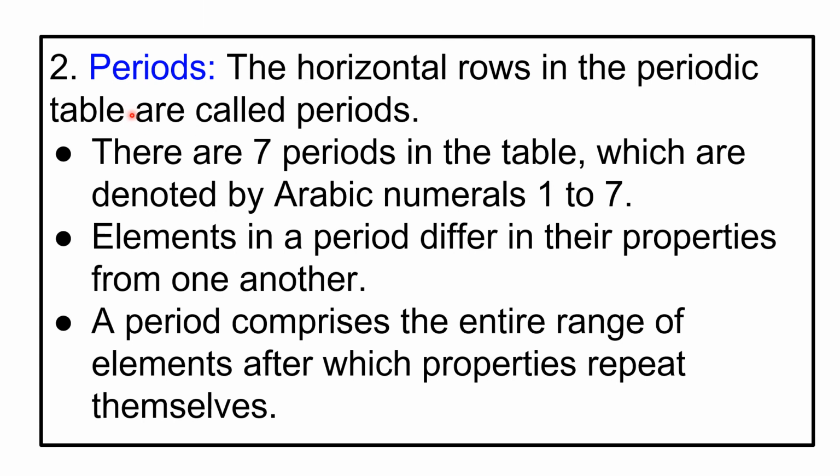Next is periods. The horizontal rows in the periodic table are called periods. The vertical columns are known as groups. Remember that the vertical columns are groups and the horizontal rows are periods. There are 7 periods in the table, denoted by Arabic numerals 1 to 7. Groups are denoted by the Roman numerals 1 to 8, and periods by the Arabic numerals 1 to 7.